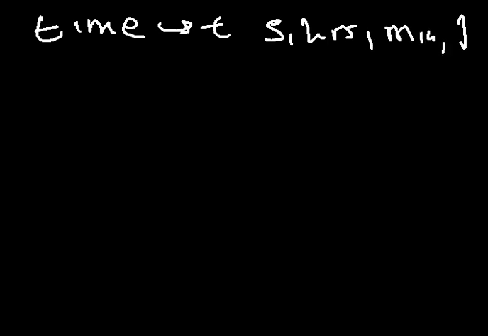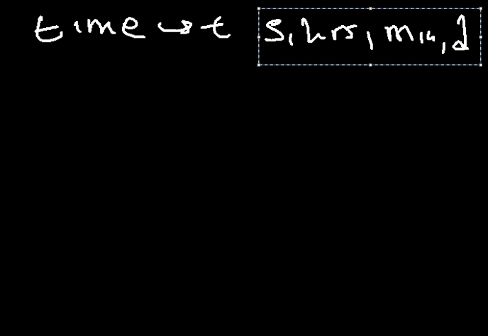Time is symbolized as T, and this is the time required for a radioactive substance to decay. It can be given in seconds, hours, minutes, days, or years, based on the nature of the radioactivity. You should know that.